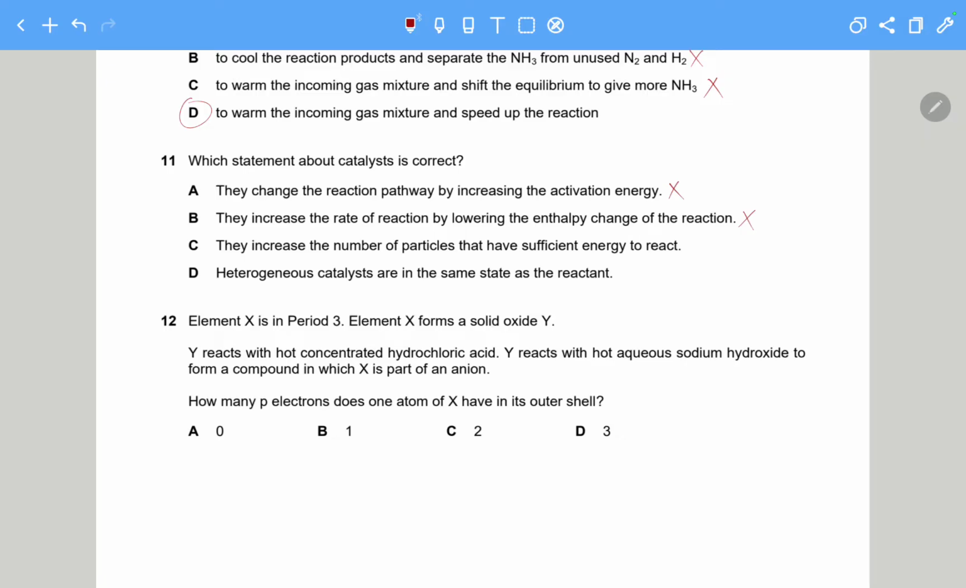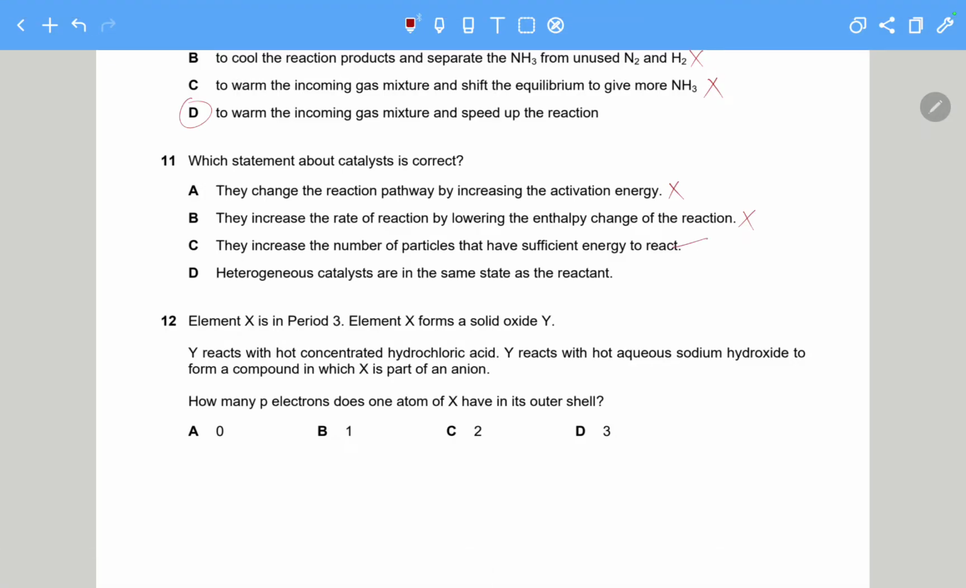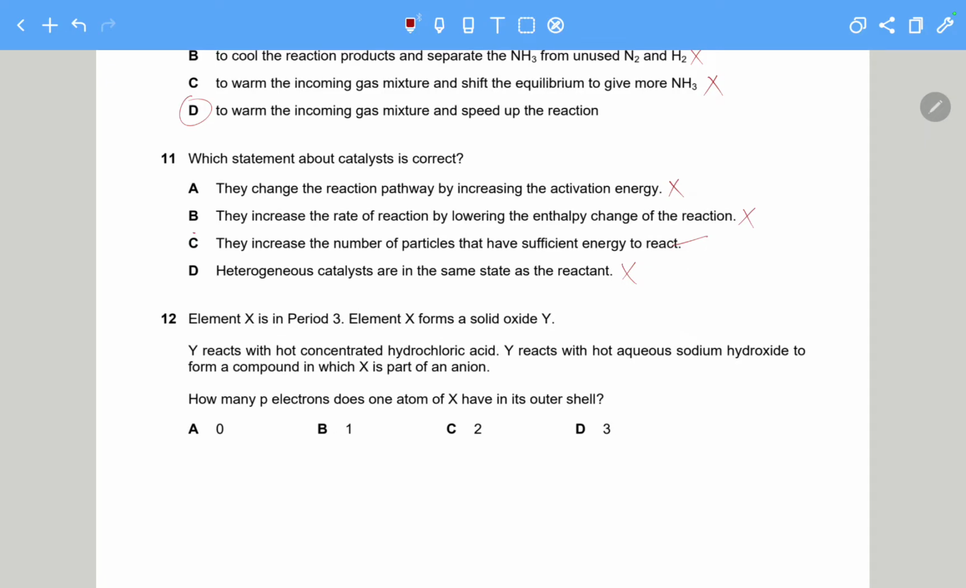And then they increase the number of particles that have sufficient energy to react. Yes, this is a plausible solution because as the activation energy decreases, there are more particles with energy greater than the activation energy, and therefore more particles with sufficient energy. And then the last one is heterogeneous catalysts are in the same state as the reactant. Completely wrong. This is the definition of homogeneous catalysts. Heterogeneous catalysts are in different states. So the correct answer is C.